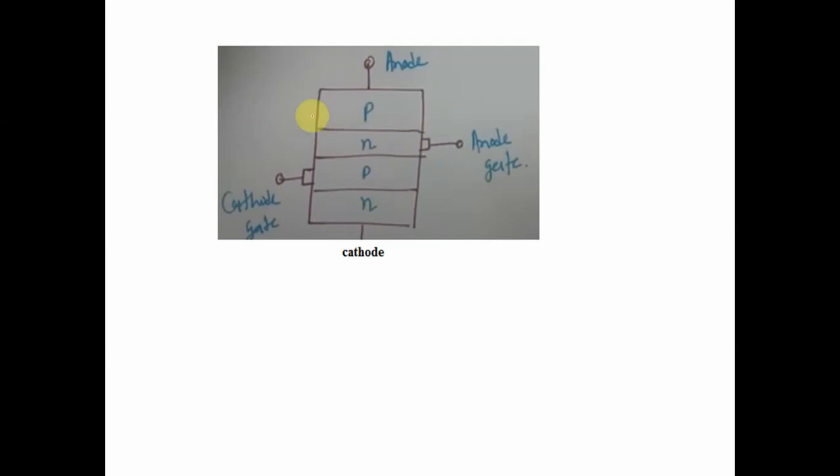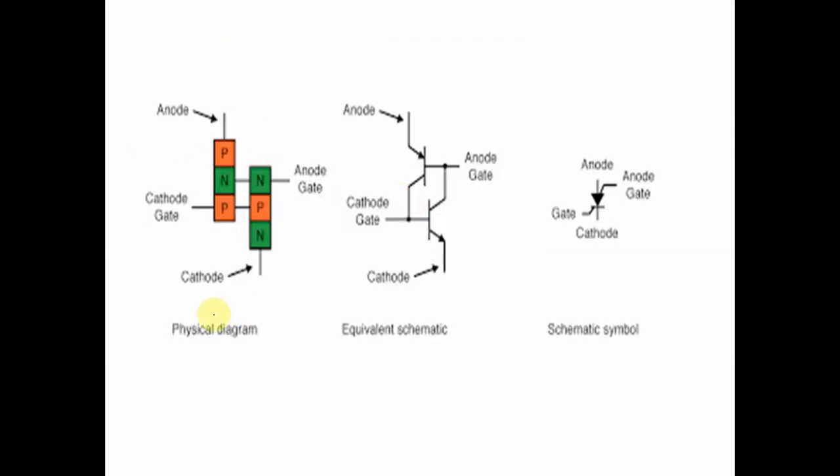Now SCS has three junctions. This PN produces the J1 junction, this PN junction produces the J2 junction, and this PN produces the J3 junction. Here the cathode is connected to the N type terminal, and the anode is connected to the P type terminal. The cathode gate is connected to the P side, and the anode gate is connected to the N type semiconductor. This is the physical diagram of the SCS.